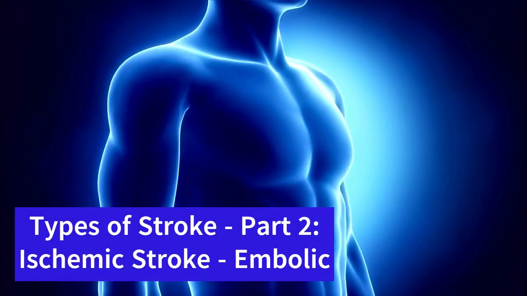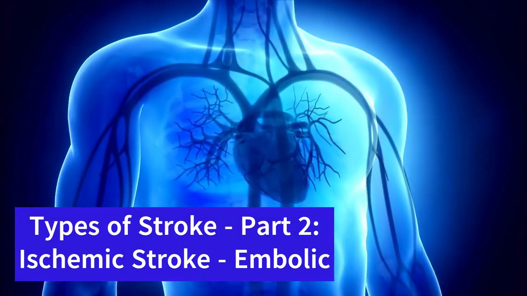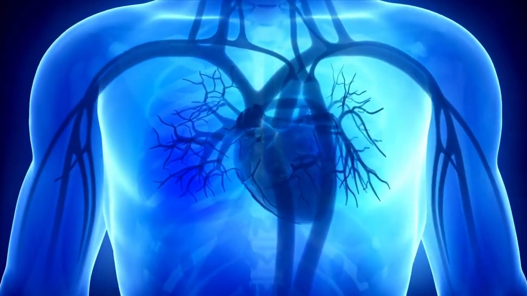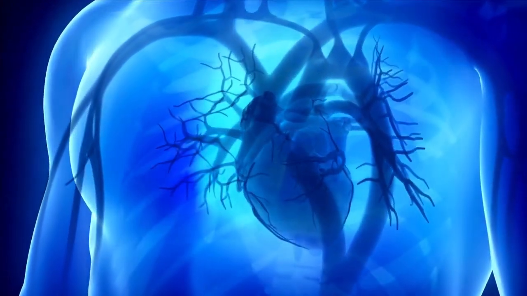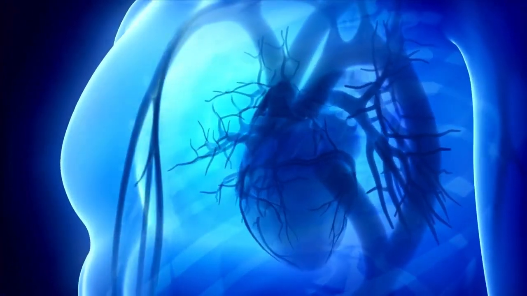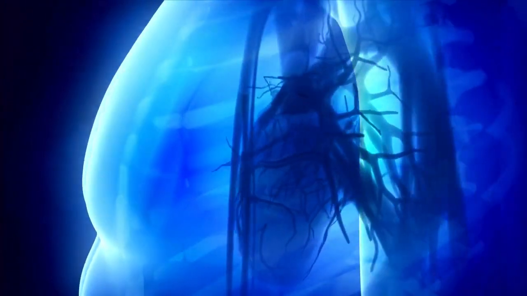Types of stroke Part 2. Ischemic stroke, embolic. Let's simplify ischemic embolic stroke, exploring the path of emboli through the bloodstream.